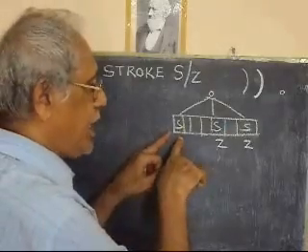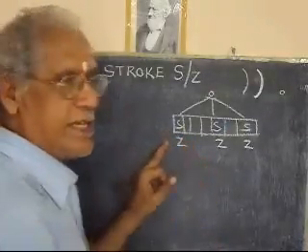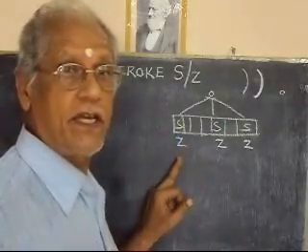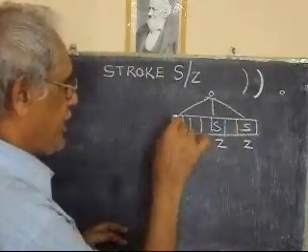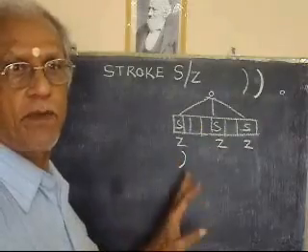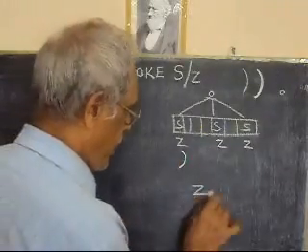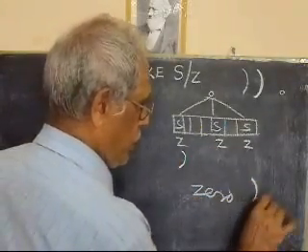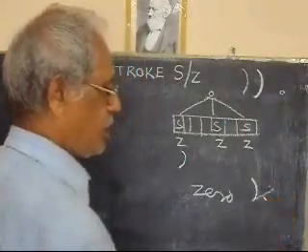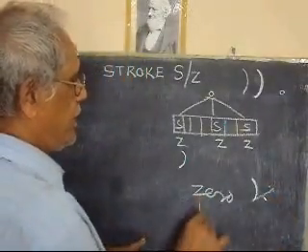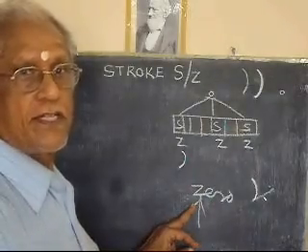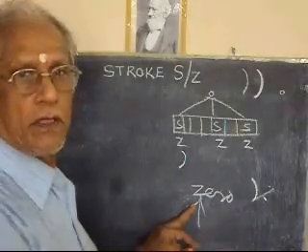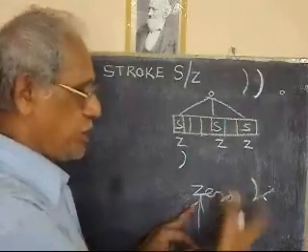But initial Z is represented by the stroke only. Initial Z is represented by stroke only. Zero. Z. The beginning consonant Z is represented by the stroke only.